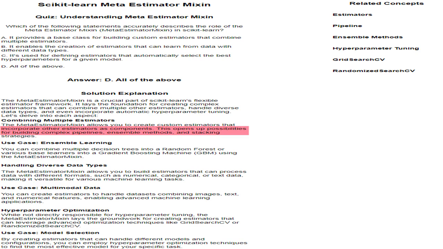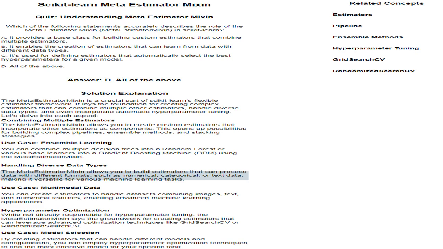Correct. The method estimator mixin facilitates the building of estimators that can handle diverse data types, including numerical, categorical, and text data. This versatility makes it ideal for tackling real-world machine learning problems involving heterogeneous datasets. The method estimator mixin allows you to build estimators that can process data with different formats, such as numerical, categorical, or text data, making it versatile for various machine learning tasks.